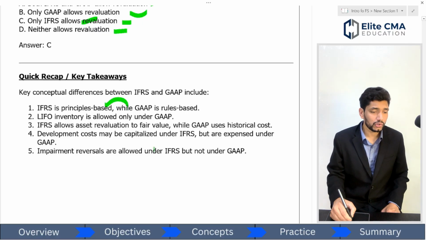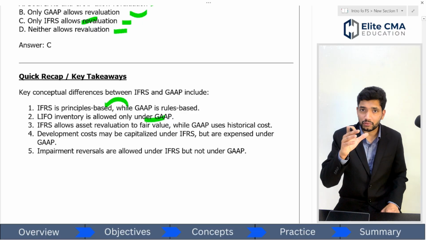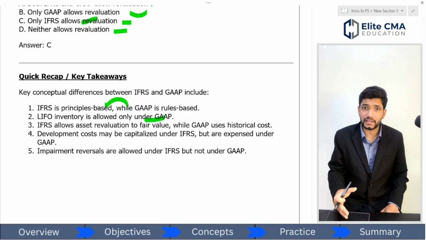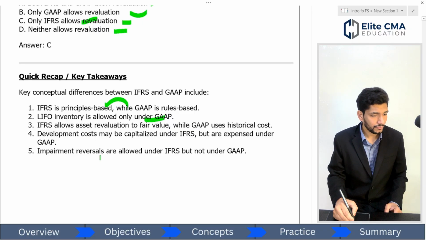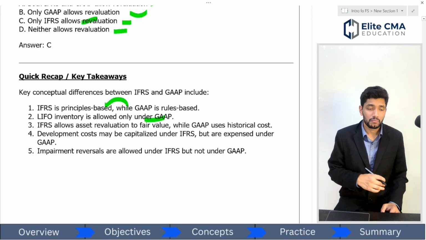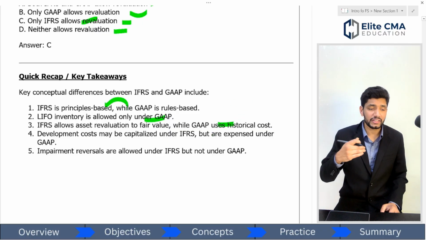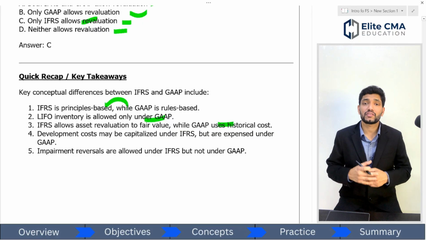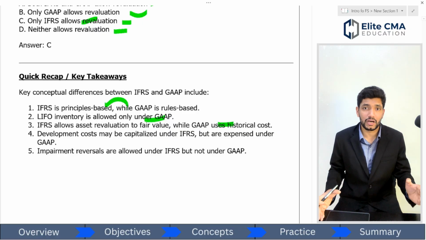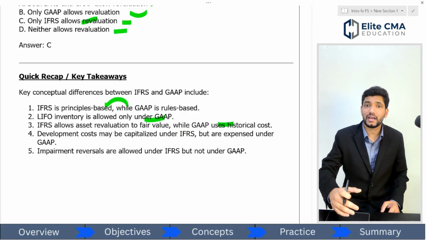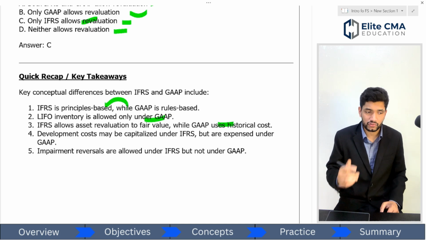LIFO inventory is allowed only in US GAAP. Last in first out inventory method is allowed only in US GAAP, which is not permitted in IFRS. IFRS allows asset revaluation to fair value, while US GAAP uses historical cost only. If the asset value increases, you can revalue the asset to fair value in IFRS, but in US GAAP, it is not permitted. The asset value remains at historical cost in the books of account.